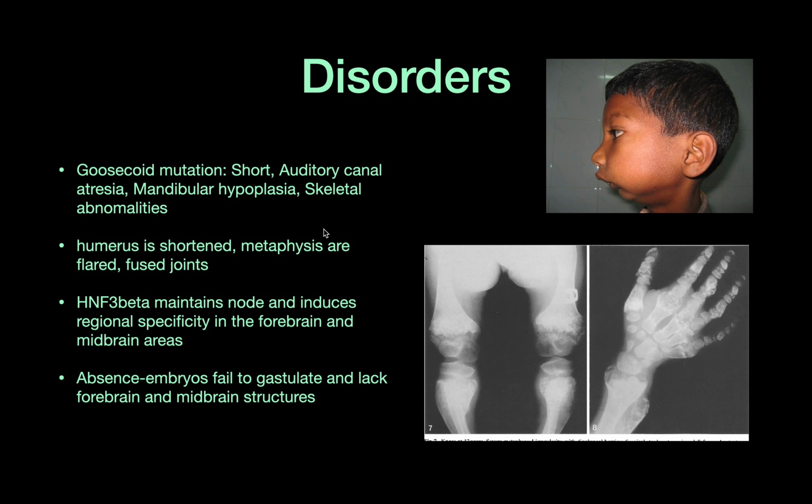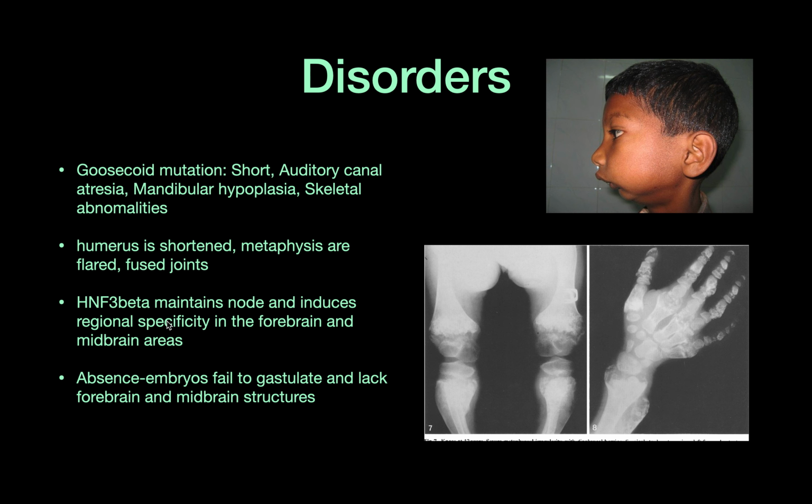The skeletal abnormalities, so the child can have a shortened humerus, and the metaphyses of the long bones are flared, like right here in the femur, right here in the ulna. And they also have fused joints. You can see the fused joints in the hands.